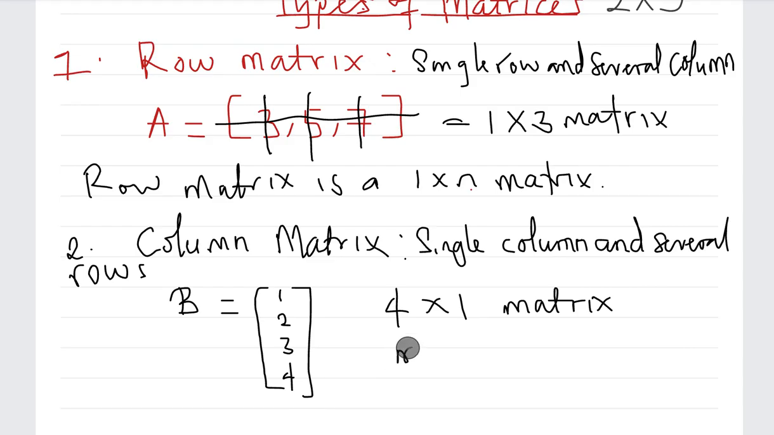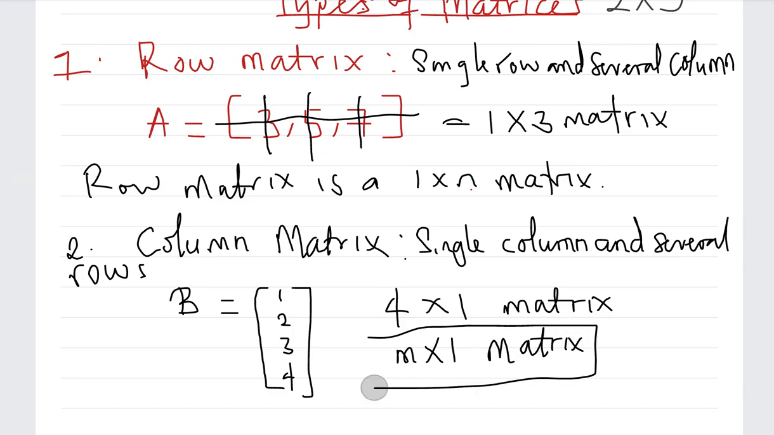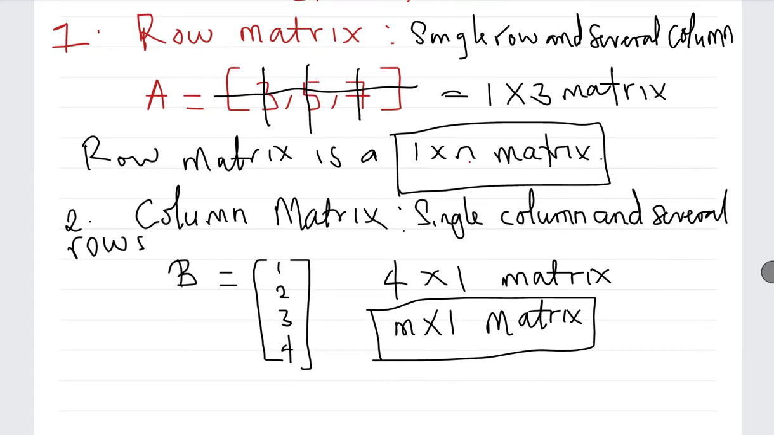M by 1 matrix. That means, I hope you are noting, that this is for a column matrix and this is for a row matrix. A column matrix is M by 1, and a row matrix is 1 by N. For a row, there is one single row and several columns. For a column, there is a single column and several rows. Are you seeing that now? So you should note that.